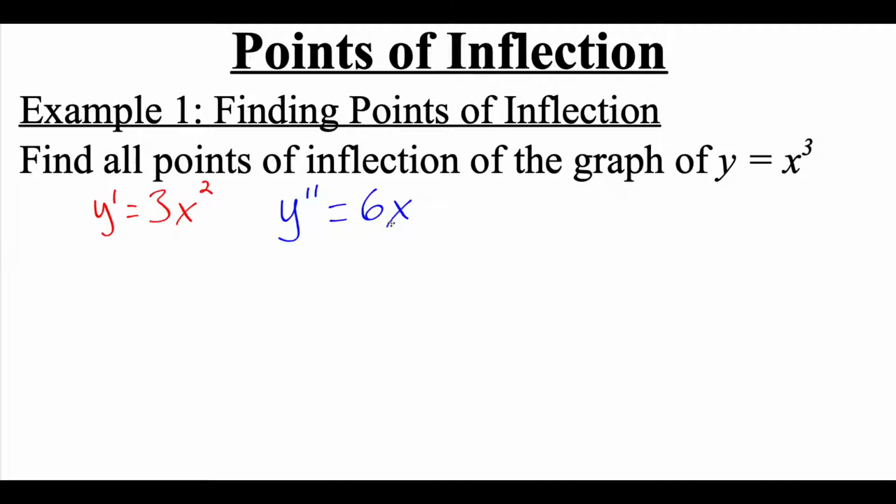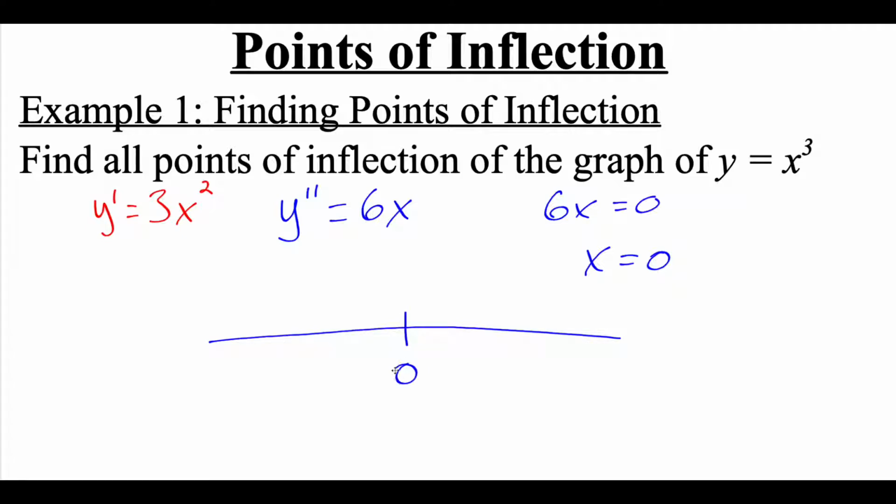Now what we want to find are the critical numbers of this second derivative. So I'm going to take the 6x and set it equal to 0, divide the 6 over, and we get x equals 0 as a critical number. So if I think about making a sign chart, I've got 0 in the middle. I want to pick a test value from the left, so maybe I use -1. And then I want to pick a test value from the right, so maybe I use +1.